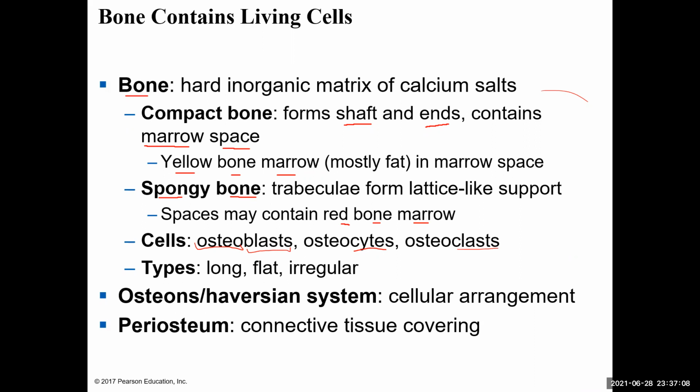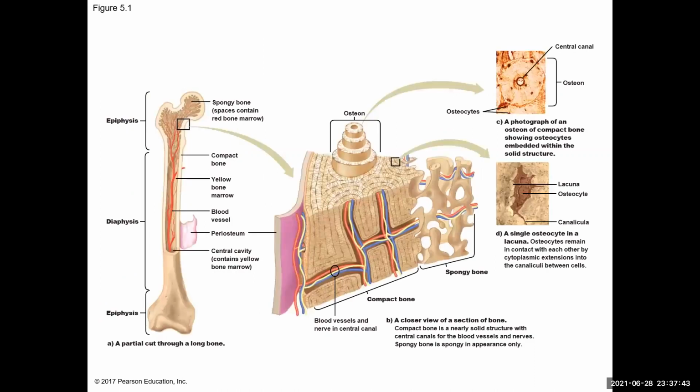Now, the cells that exist in bones are arranged into a specific cellular arrangement, and that cellular arrangement is referred to as an osteon or the Haversian system. Okay, and again, I have a figure on the next slide that hopefully will clarify these definitions. And then the bones themselves are surrounded by a thin layer of connective tissue that's known as the periosteum. And you can see that here. That thin layer of connective tissue that wraps around the bone, that's the periosteum.